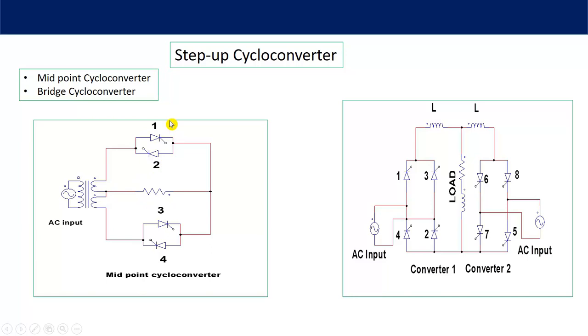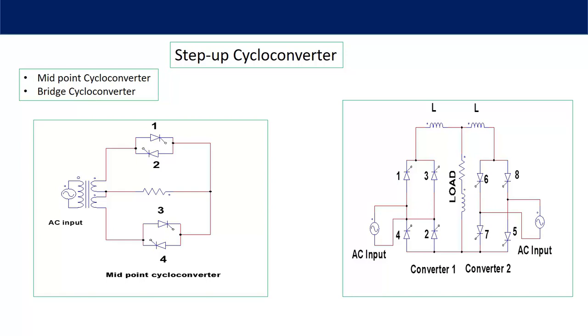Then you have to use these bidirectional switches. Here, triac can also be used, but for simplicity, I have taken thyristors. So, in positive half cycle, this thyristor will conduct, and in negative half cycle, this thyristor will conduct. Likewise, here also, in the positive half cycle, current will flow in this direction, then thyristor number 4 will conduct, and in the negative half cycle, 3 will conduct. So, we have to arrange the gating pulses of these thyristors in such a way that in one half cycle of input voltage, we obtain one complete cycle of output voltage.